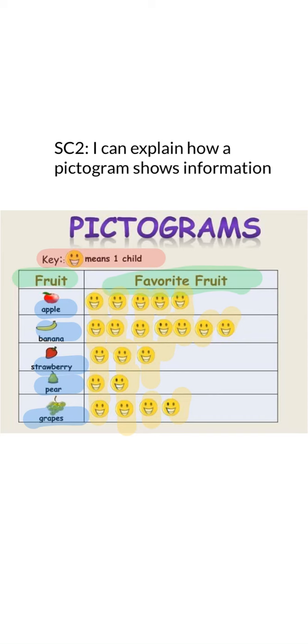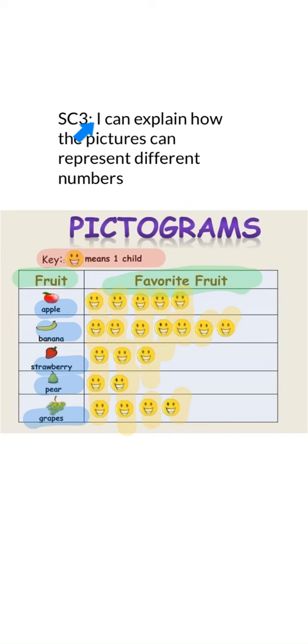So a pictogram shows us information. It can show us any type of information. It could show how many people like certain drinks. It could show how many different coloured cars there are on the road. It could show you what different plants you have in your garden. It could show you any type of information.